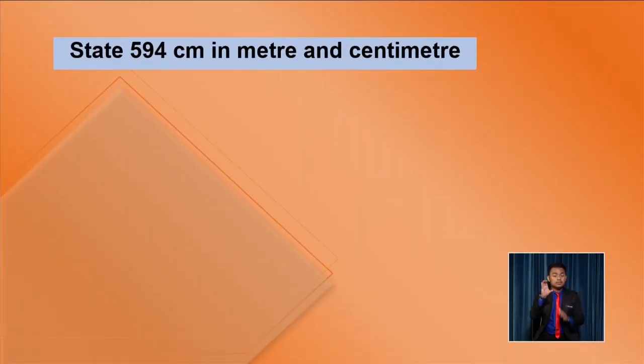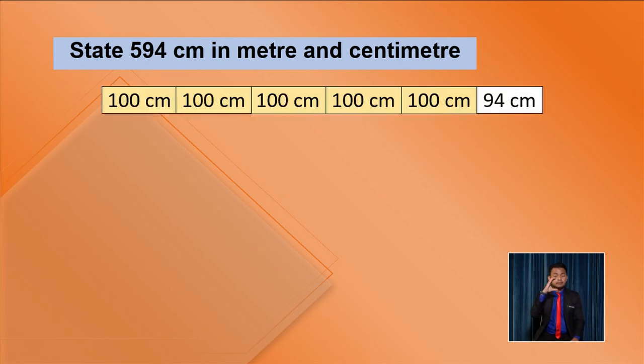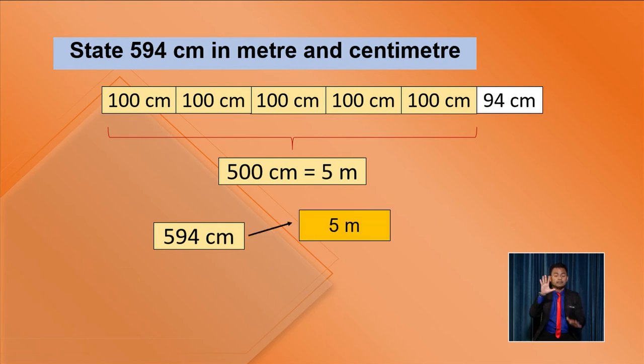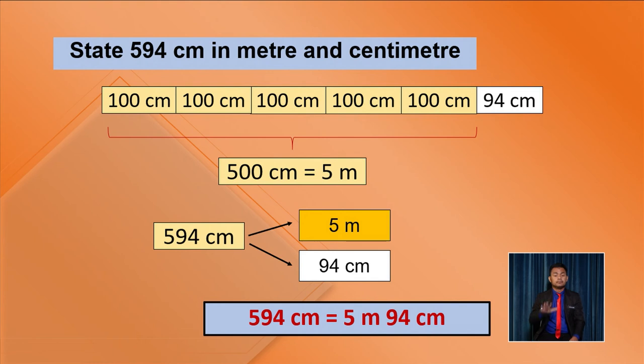594 centimeters has 5 hundreds and another 94 centimeters. Since we have 5 hundreds, it becomes 500 centimeters, which is equal to 5 meters. Therefore, 594 centimeters equal to 5 meters and 94 centimeters. So, the answer is 5 meters and 94 centimeters.